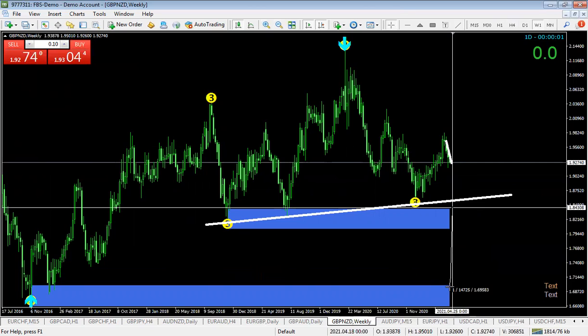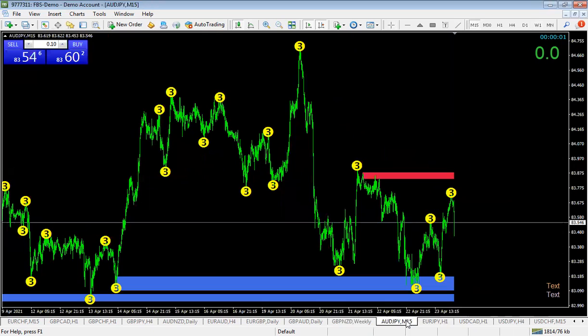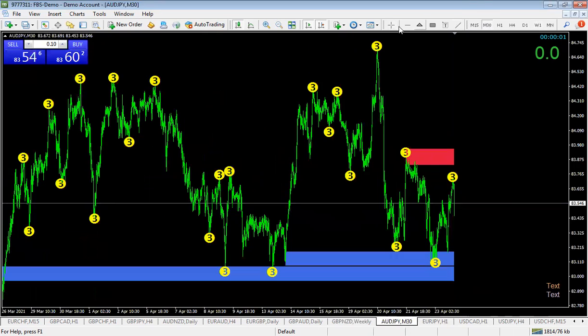Oh, the weekly is so good. The pips are so good. 1,472 pips. It's awesome. But it requires a lot of patience, guys. It requires a lot of patience. Okay, let's put our head and shoulders.